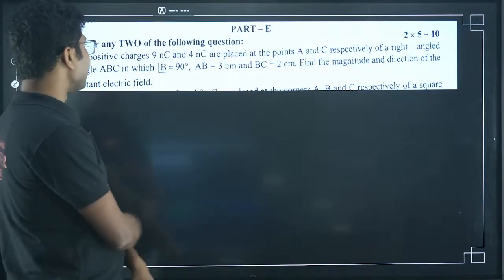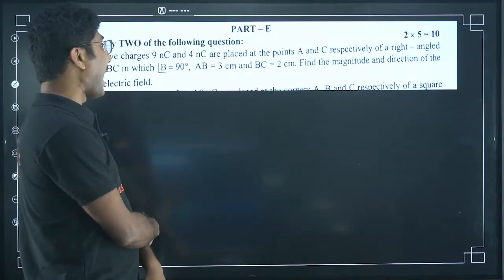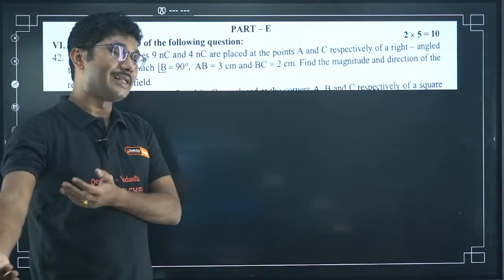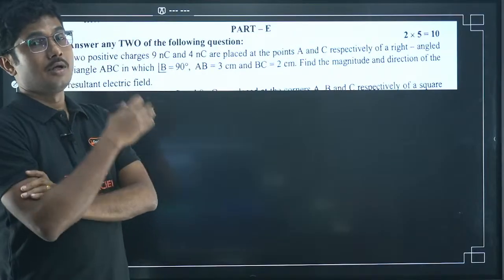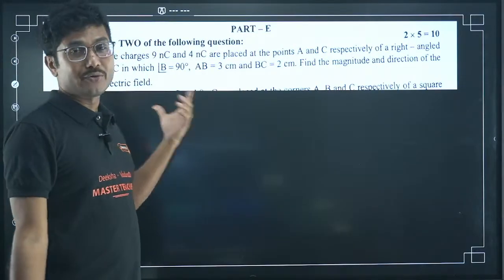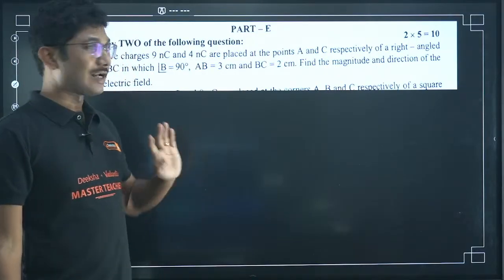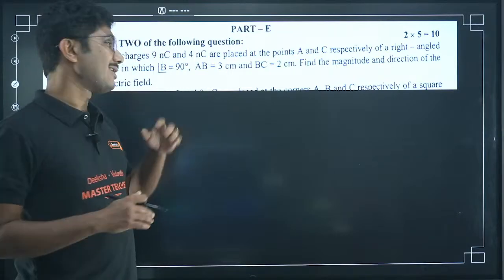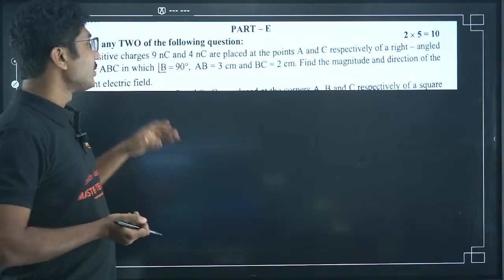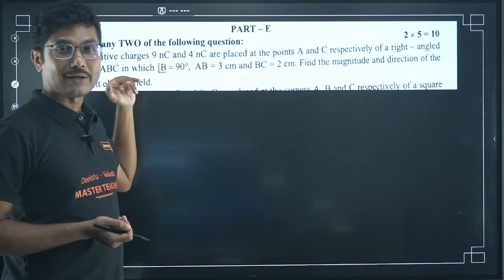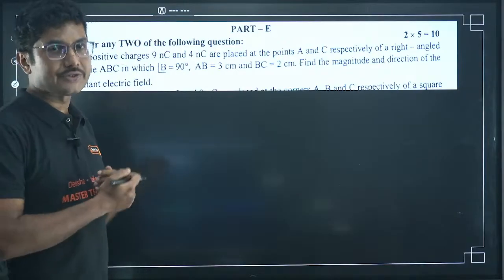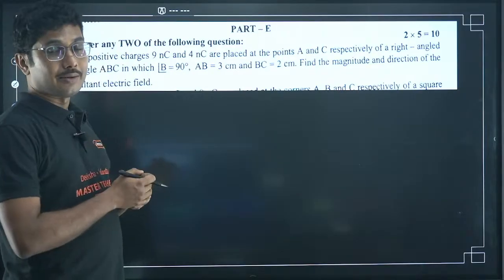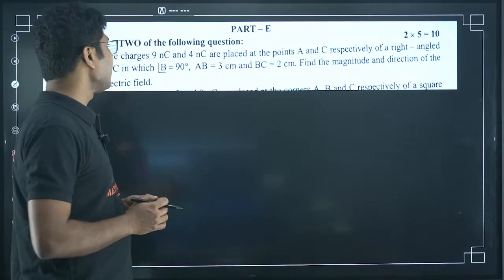Two positive charges, 9 nanocoulomb and 4 nanocoulomb. Those who still have their physics exams, they should check out these first two questions. They are not super common, but not difficult. Mathematically easy. If you have even calculated the electric field due to individual charges, you will get some marks. Vector addition is also not difficult.